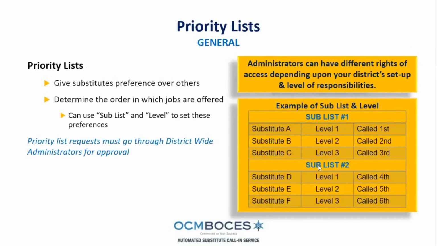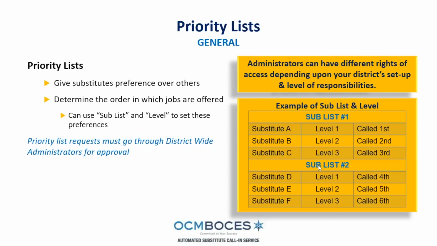The priority list gives substitutes preference over others. Priority lists can even be grouped by what we call a sub-list, and within that list, ranked at a level. See, the example to the right shows two sub-lists. Sub-list number 1 would be called from first in the order of the level the substitute is listed in. And then our system will call down the sub-list number 2 in accordance with the level ranking prior to calling down the general subbing list.